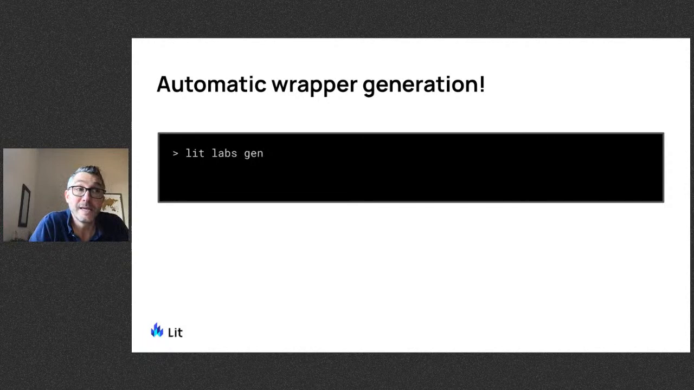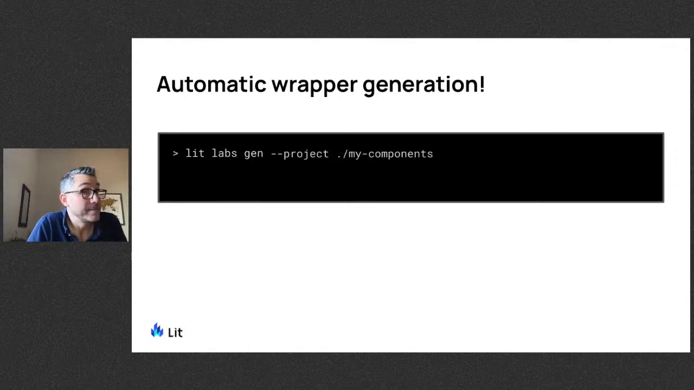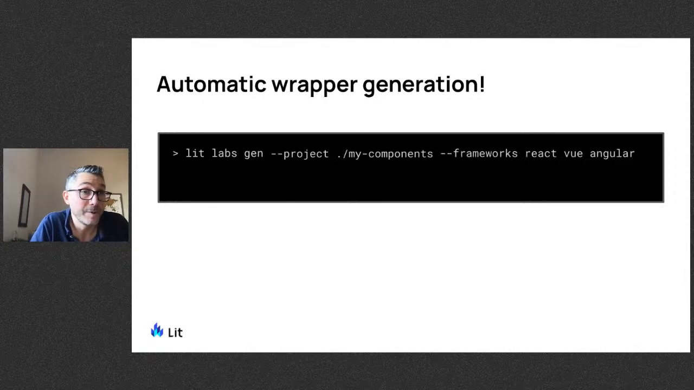All you'll have to do is pull up a new Lit CLI, run the gen command, point to the path on your file system that contains Lit components, tell us what frameworks you want to create wrappers for, and the tool will generate those for you. So that supporting the different frameworks using Lit is as simple as running one command line.